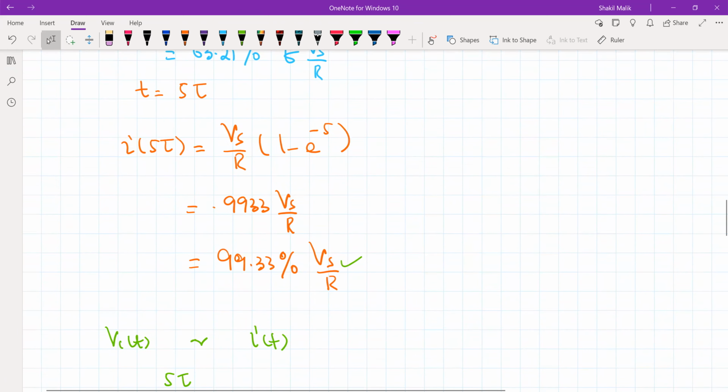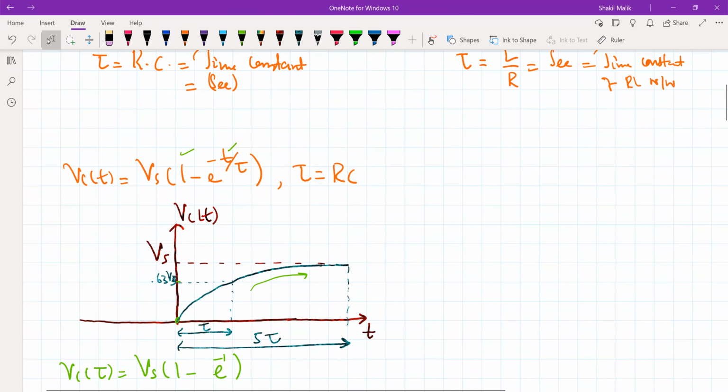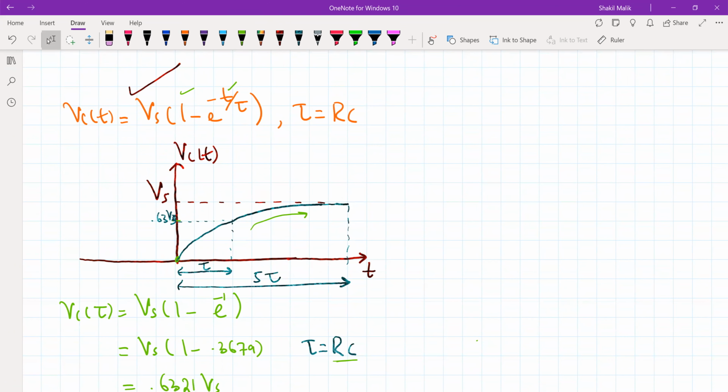Now let me repeat the whole thing again. If I talk about the capacitor voltage, the expression during charging looks like this. In one time constant, the capacitor voltage rises to almost 63% of the final value. And in 5 time constants, the capacitor voltage reaches 99% of the final value. That's approximately equal to the final value. So we say the capacitor approximately reaches the final value in 5 time constants. All right, and the time constant for an RC circuit is equal to RC.